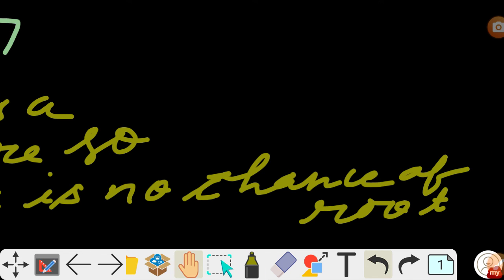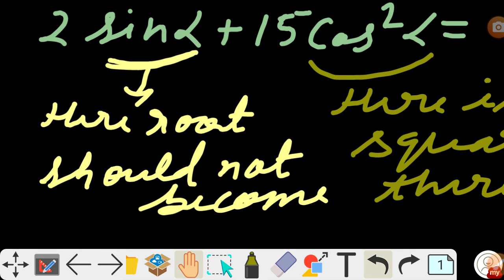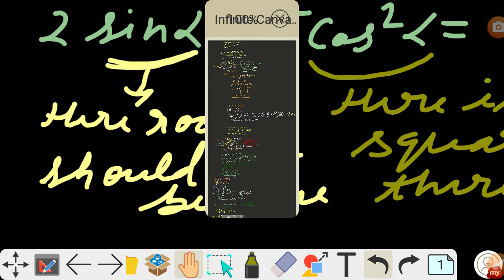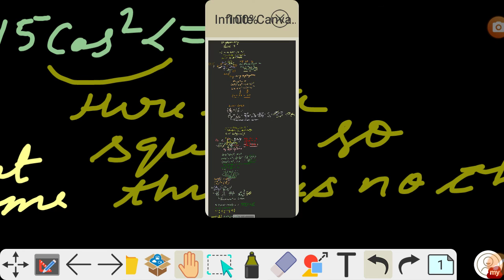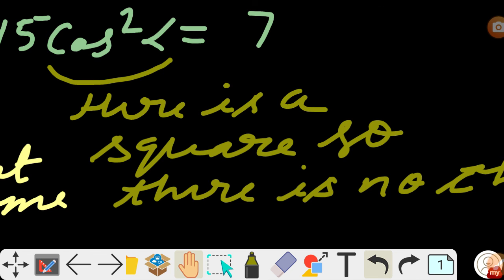Because if the question is of this type, then you can see here the sin alpha will not become a root. The coefficient of any number which is a sin alpha here, root should not become. The first condition is here, and the second condition is in the other trigonometric ratio, which is cos square alpha. Here is a square cos square alpha, because here is a square, so there is no chance to become a root.